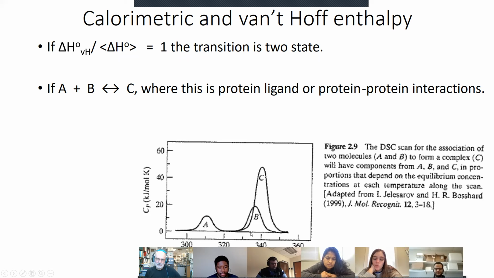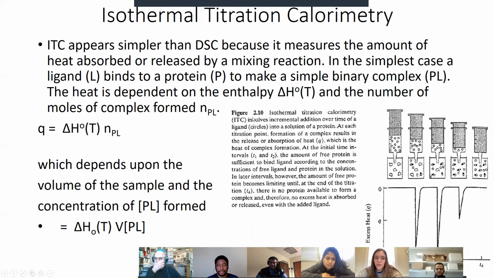Generally speaking, people don't do this by DSC. They tend to do this by a titration method called isothermal titration calorimetry. And the reason for that is that it's simpler to interpret the data. You're not doubling up measuring reactions and melting, okay?